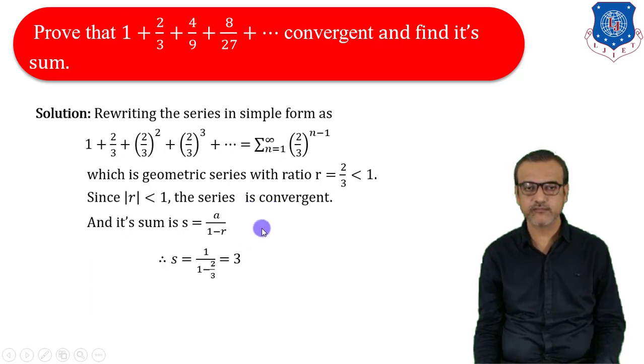And its sum is S equals a upon 1 minus r. The value of a, the first term, is 1, divided by 1 minus r, and the value of r is 2/3. So 1 minus 2/3 becomes 1/3, and 1 upon 1/3 equals 3. So the sum is 3.